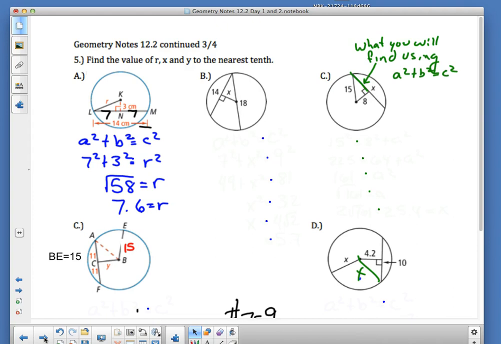Go ahead, do B. Pay attention to it. We're using properties still. You got a chord, you got a diameter, you got a segment that can be contained inside a diameter to help you out. So check it out, set it up, and if you're not sure, just do your setup in pencil and we'll see where it's coming from. I'm doing the same thing here to help us with properties. It's all about you applying a property.